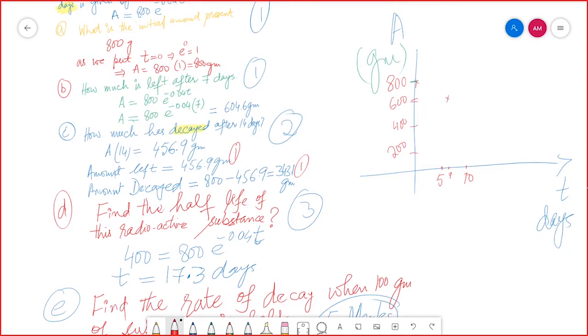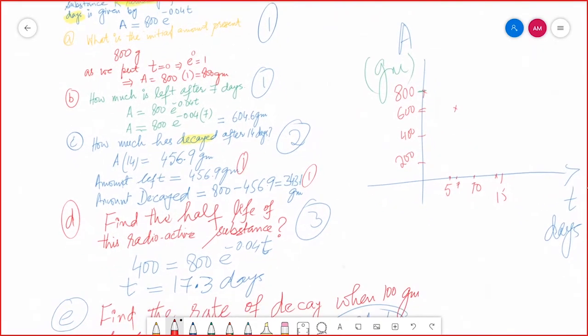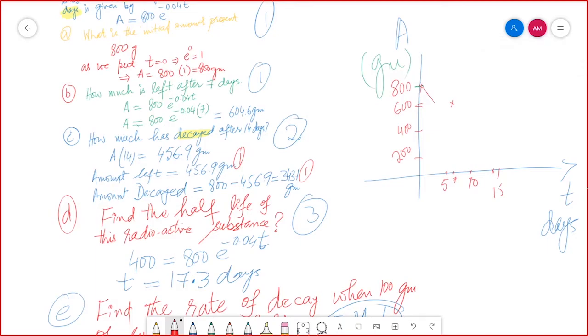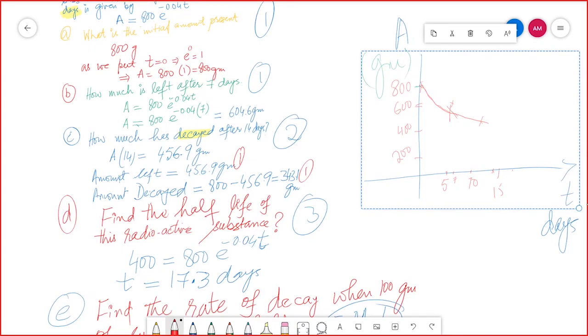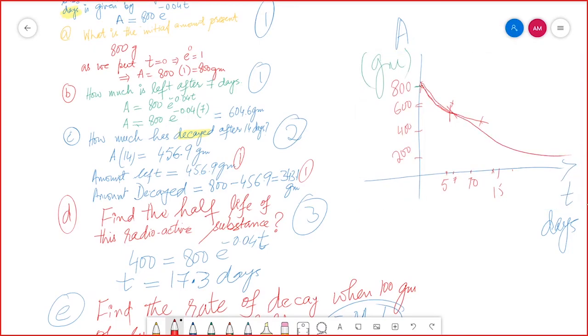How much is decayed after 14 days? 14 days is something here. How much is left? We are at the moment plotting the amount left because the equation is given for the remaining amount. So how much is left after 14 days? Yeah, 456. So it is something here like this. And then the half-life is 17.3. It is almost here. So I would say our graph is going something like this.